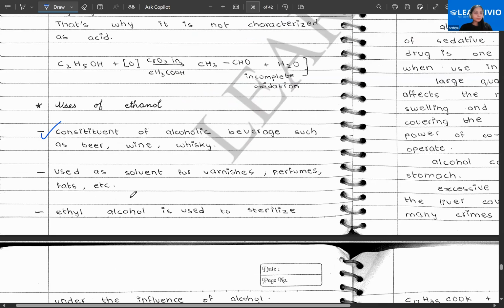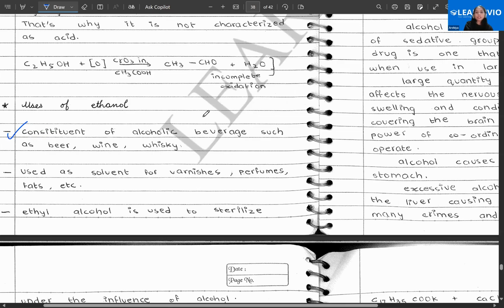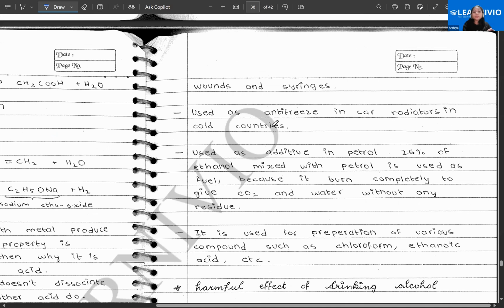It is also used as an antifreeze. So this is an important property. It is also added in petrol, and this petrol consists of 25% ethanol, apart from other constituents in petrol. So you can learn these three to four points because they might come in a 2 marker or 1 marker. So these are the uses of ethanol.